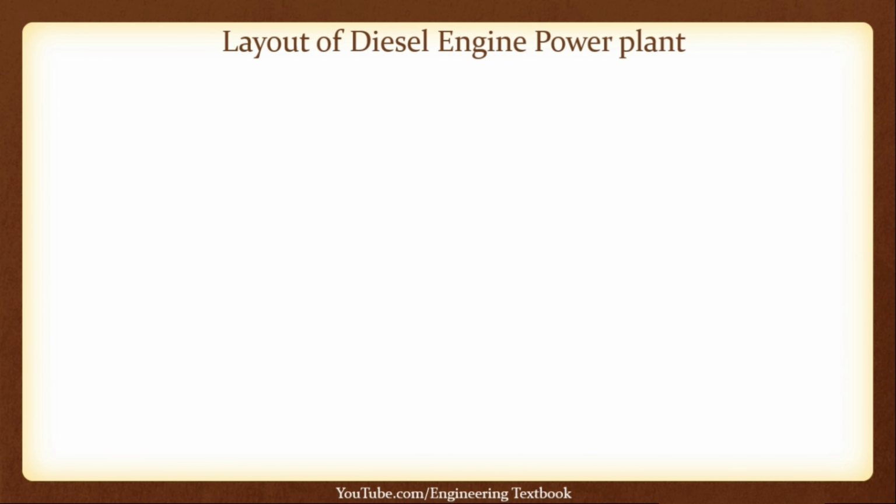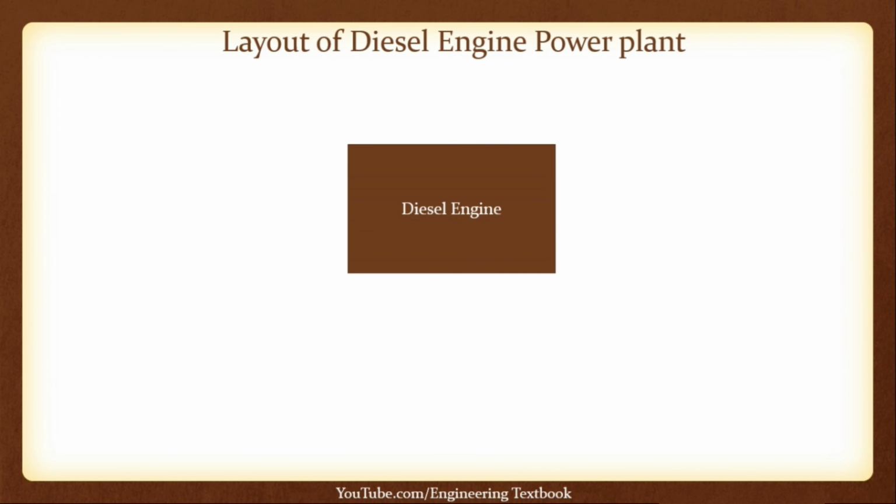Layout of diesel engine power plant. Diesel engine. The diesel engine is the main component to generate mechanical energy from the heat energy, which is obtained by burning diesel fuel. The engines are also known as compression ignition engines. Generator. It is coupled to the output shaft of the diesel engine. It is used to convert the mechanical energy available at the output shaft of the diesel engine into electric power.